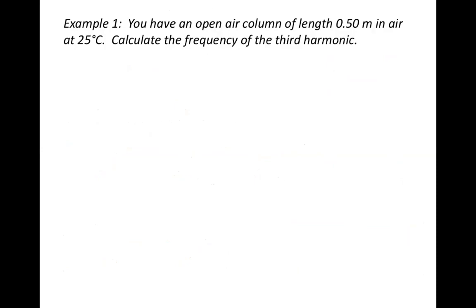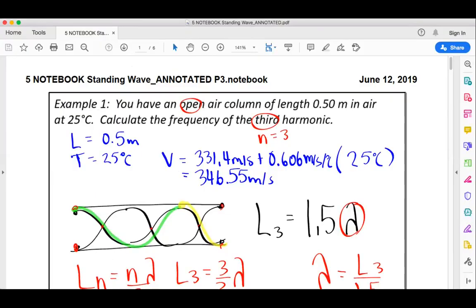Okay, our first example, we have an open air column. So that implies that it's open at both ends. So we're looking at having an antinode on both ends of the column. And the length is 0.5 meters, so we have L. The air is 25 degrees Celsius. Calculate the frequency of the third harmonic.